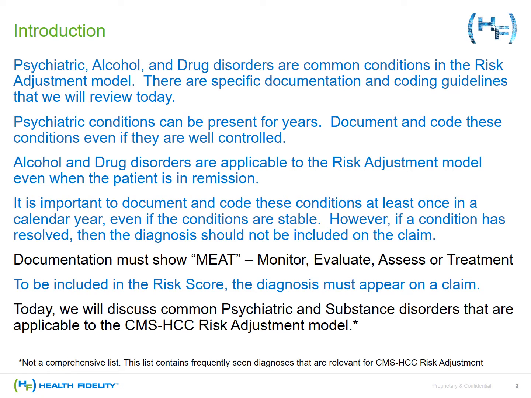Another point is that alcohol and drug disorders are applicable in the risk adjustment model even when the patient is in remission. It is important to document and code all of these conditions at least once in a calendar year, even if the conditions are stable. However, if a condition has resolved, then the diagnosis should not be included on the claim. As always, documentation must show MEAT, that you have monitored, evaluated, assessed, or treated the condition, and to be included in the risk score, the diagnosis must appear on a claim. Today, we will discuss the common psychiatric and substance disorders that are applicable to the CMS HCC risk adjustment model.